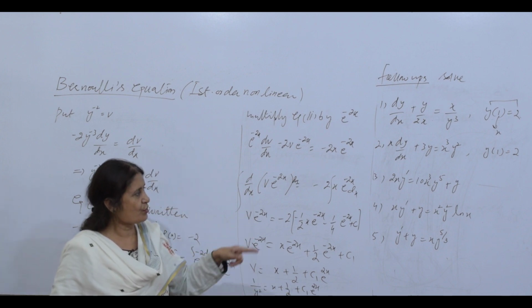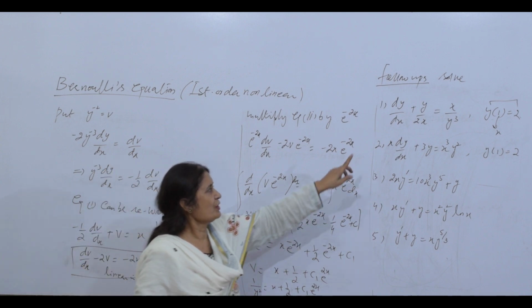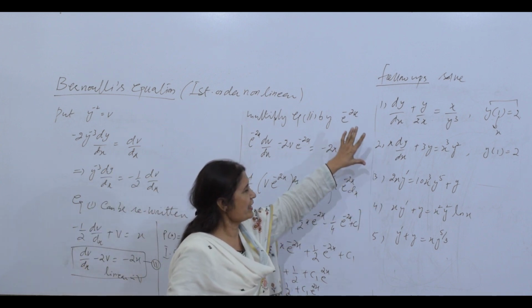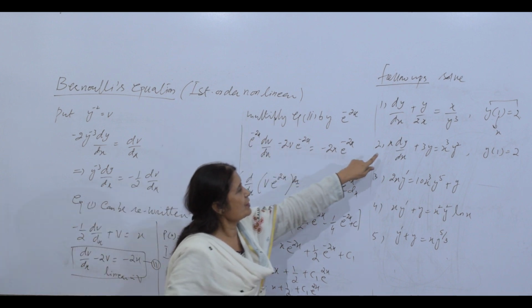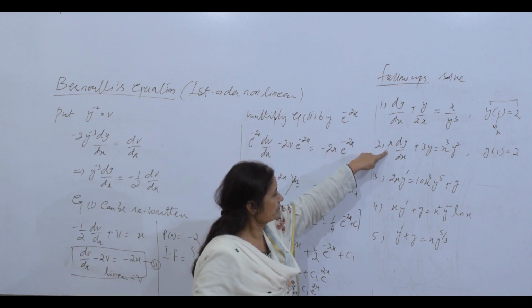So that's all about the Bernoulli equation. So there are 5 questions. Let you have the format, which is I have written dy by dx. Make sure its coefficient is 1, something like that.